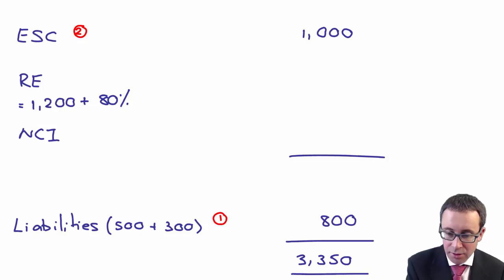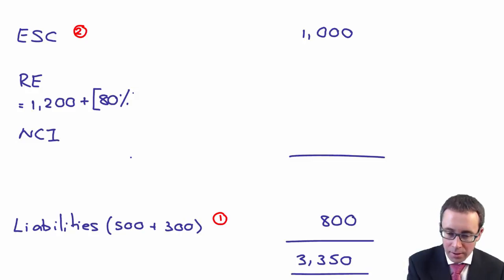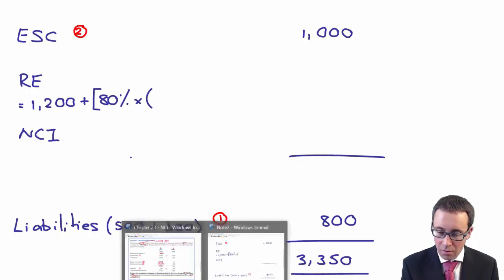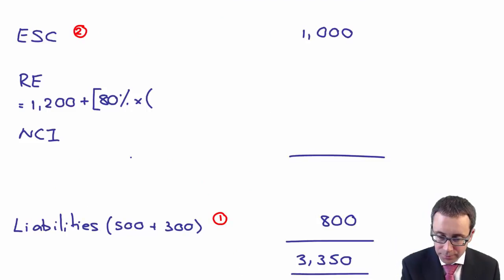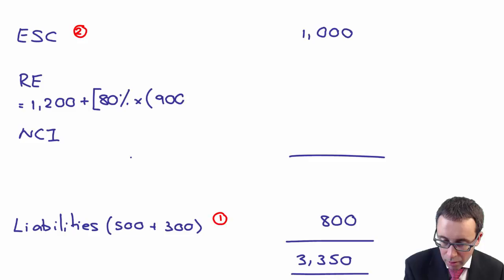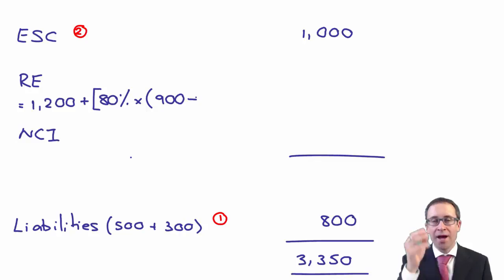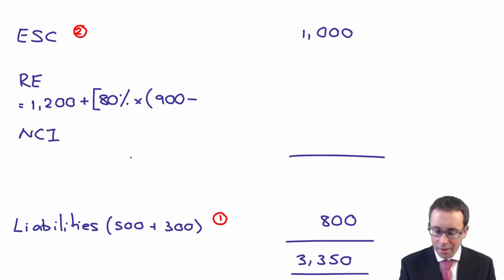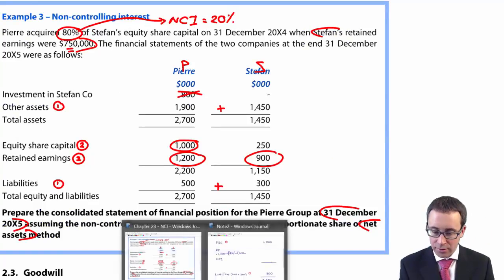Is it 80%? So remember, we're talking about ownership, aren't we? So we own 80% of the subsidiary. We own 80% of the subsidiary's profit since acquisition. So that's 80% of the profits. Well, the profits at year end were 900. But we don't own all of them, do we? Because we paid to acquire this subsidiary. We haven't owned it since incorporation. So since we've owned it, well, at the date of acquisition, the profits were there at 750,000.